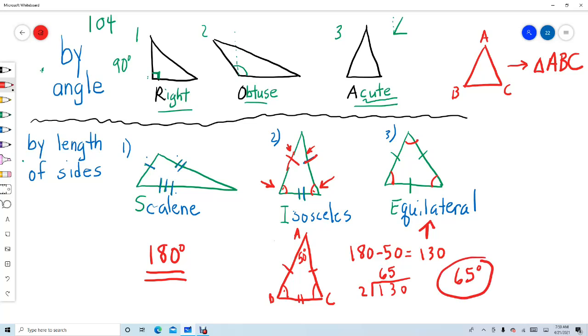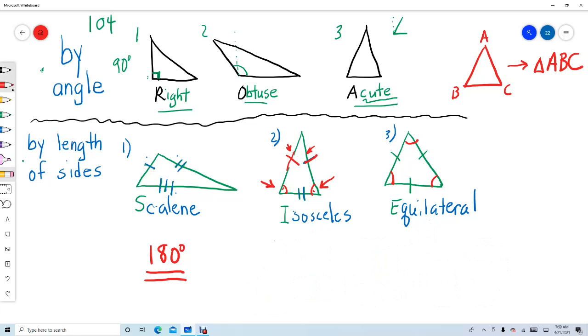All right, let's see. I'll do one more and then we'll move on. So they might give you a triangle like that, and they might say, let's label it ABC. Just a side note, if you see a triangle with the vertices labeled, then we can say that that is triangle ABC. That's how we denote a triangle. That's triangle ABC.